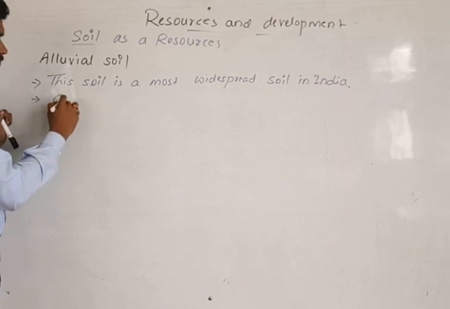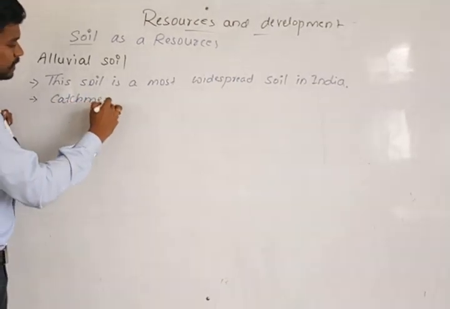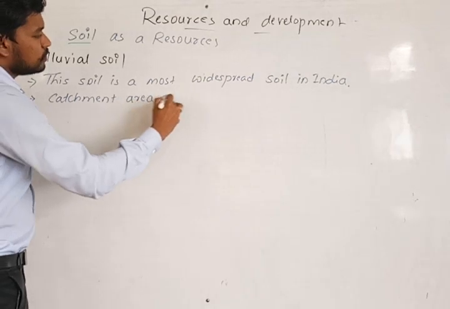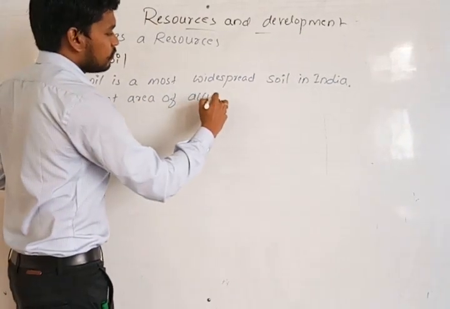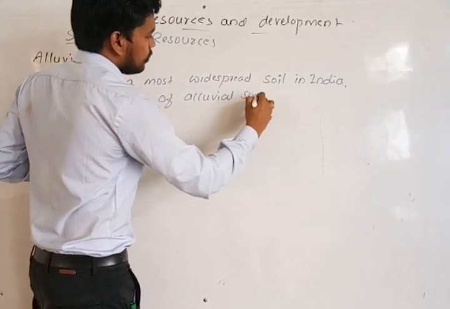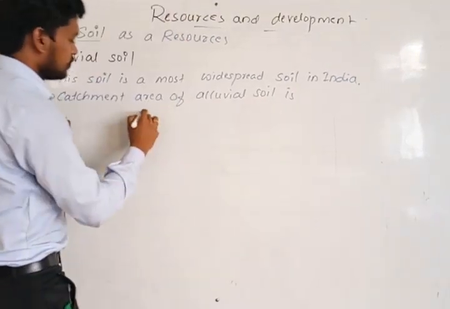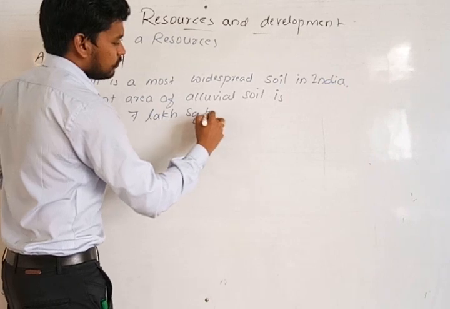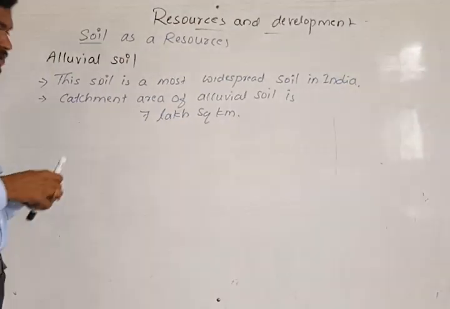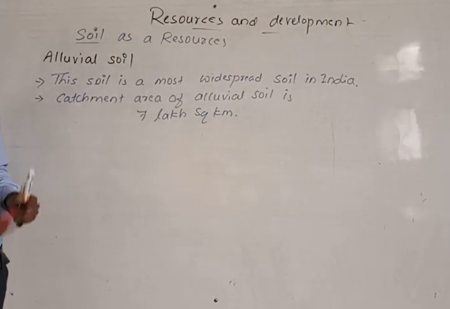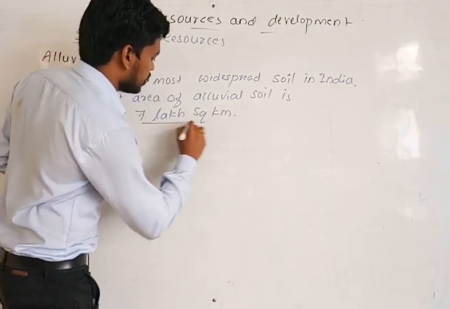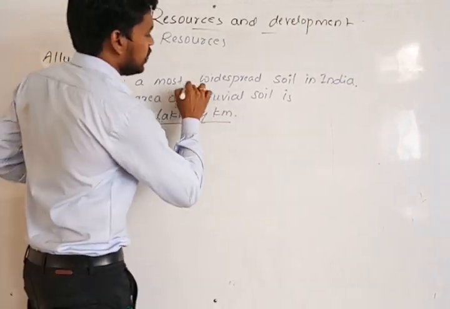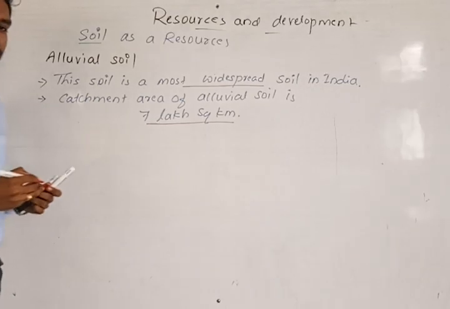The catchment area of alluvial soil is 7 lakh square kilometer. It has spread across 7 lakh square kilometer and it's the most widespread soil in India.